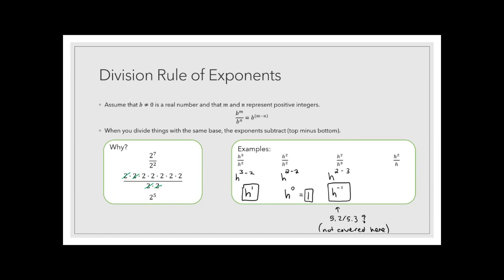And then the last one I have here, we have h squared over h. So that h in the bottom, you can write that with an exponent. So that'd be h squared over h to the 1st. So if it has no exponent, you can put 1 there. And so that would be h to the 2 minus 1, which gives you h to the 1st. So that actually comes out to the same answer as the first one we had. So you're always subtracting top minus bottom.